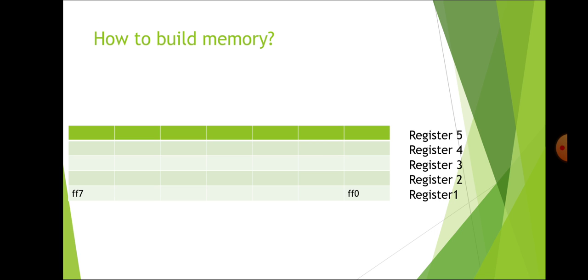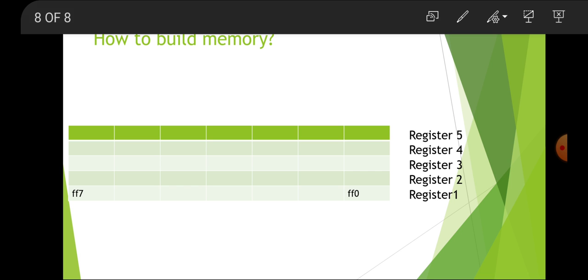Now, how can the memory be built? These registers are going to be stacked on each other. Register 1 stacks on register 2, then register 3, register 4 and register 5. Each of these 8 bits is a register, and these registers stack on each other, and likewise the memory gets formed.